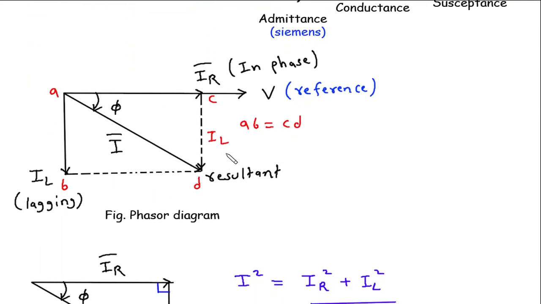Now phasor diagram. Since the voltage across inductor and resistor is the same, we can take voltage as a reference. The IR will be in phase with this voltage, and this IL will lag the voltage by 90 degrees. So this IL is lagging voltage by 90 degrees. The resultant of this IL and this IR will be this current I phasor.